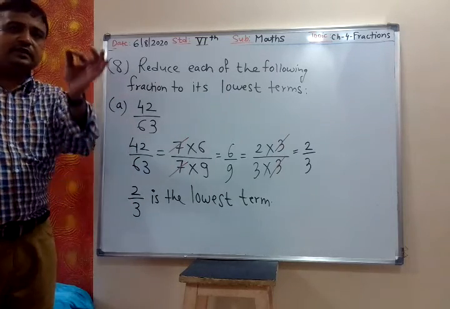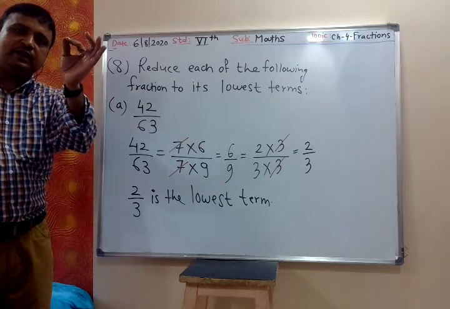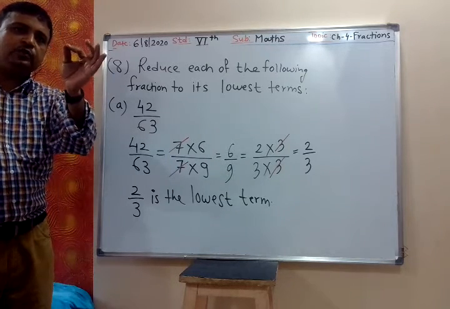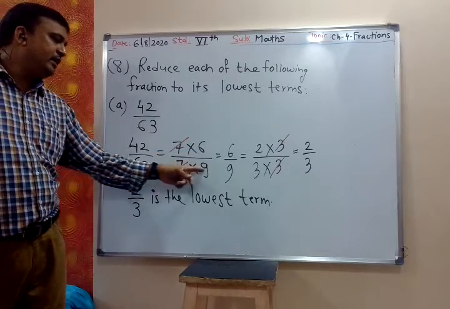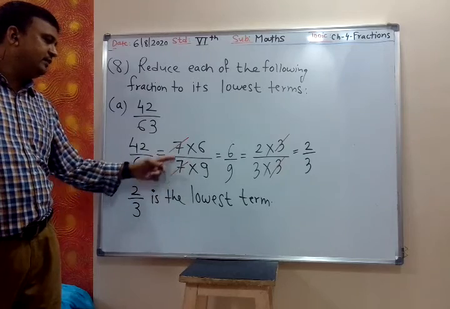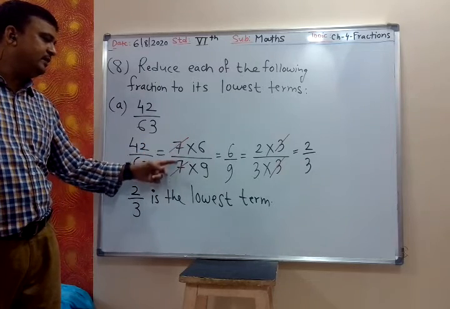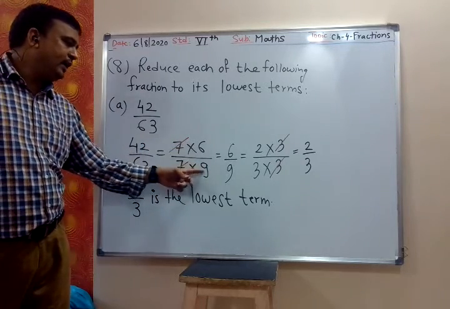42 upon 63 is given. Now we know the table. 42 I can write 7 into 6. 63 I can write 7 into 9. So 7 gets cancelled. From numerator and denominator we can cancel the same term. Now 6 upon 9 is left.